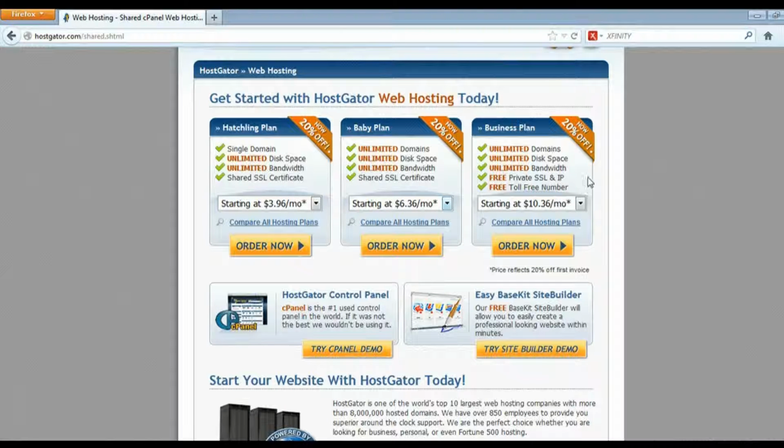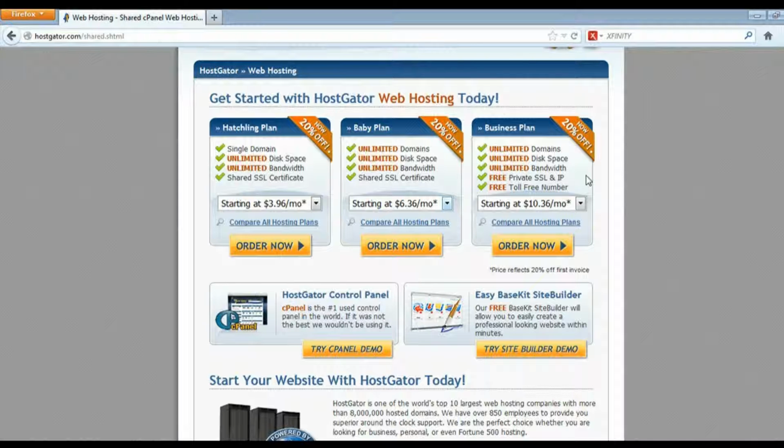If you do plan on getting a little more traffic even, and you need like that private SSL, so let's say you're going to be processing credit cards on your actual website, that's not through like PayPal, because PayPal's already secure, or ClickBank, that's already secure, those kind of things.